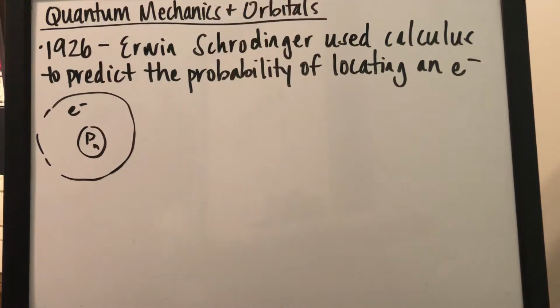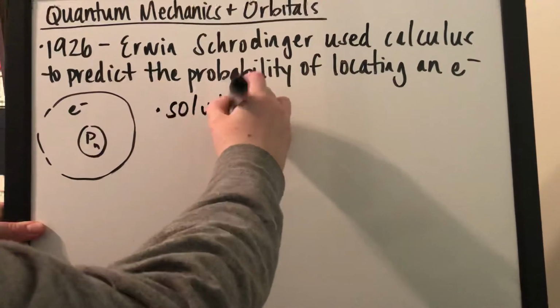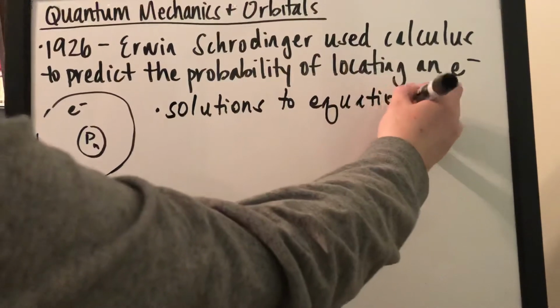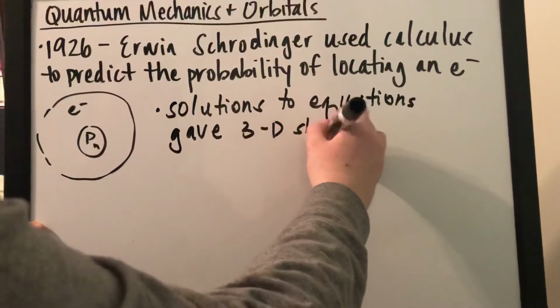So Schrödinger set out to answer the question of where do these electrons live, and he did it by solving these very advanced equations based in calculus. And so the solutions to these calculus-based equations gave three-dimensional shapes.